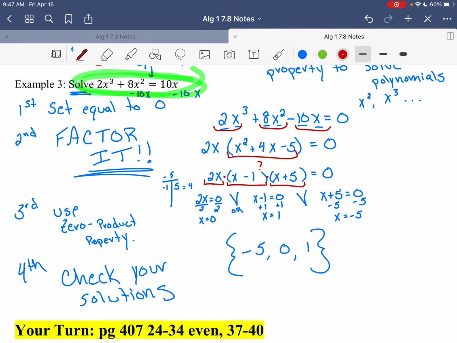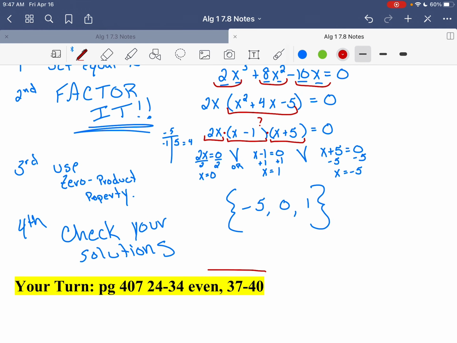All right, your practice is on page 407. 24 through 34 even, and 37 through 40.